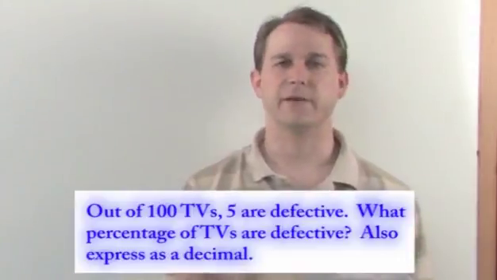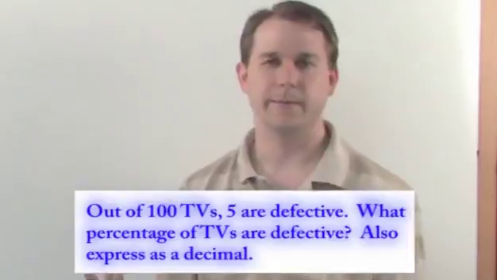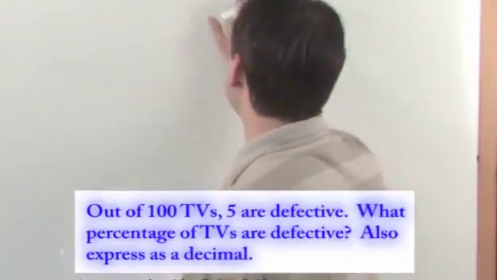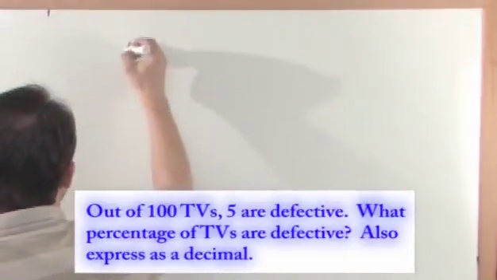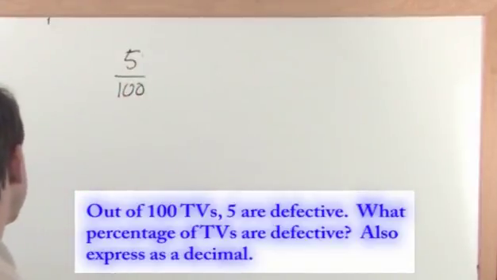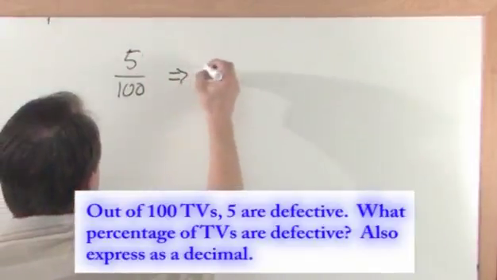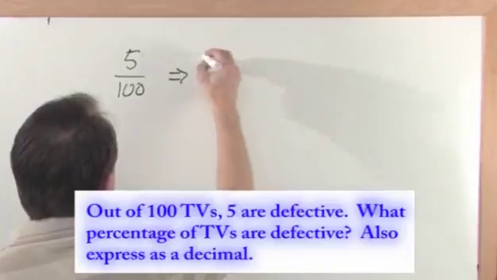What percentage of TVs are defective? Also express your answer as a decimal. So this is the same thing. I'm just giving you another example just to drill it in. If 5 out of 100 televisions are defective, that is the definition of a percent compared to 100. 5 compared to 100 means that 5% are defective.